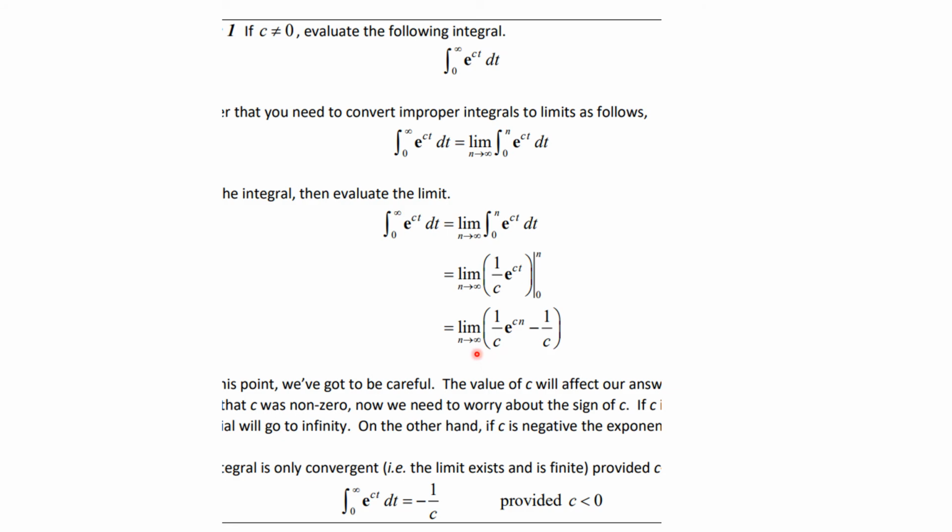Now, this is where you need to be a little bit careful, though, because if c is a positive number, then e to the positive number times n as n goes to infinity will blow up. It will become infinite. And so for this to converge, c must be less than 0. Now, if c is less than 0, then the limit as n goes to infinity of this is going to be e to the minus something, and that is going to go to 0, and so the answer will be minus 1 over c, provided that c was less than 0.